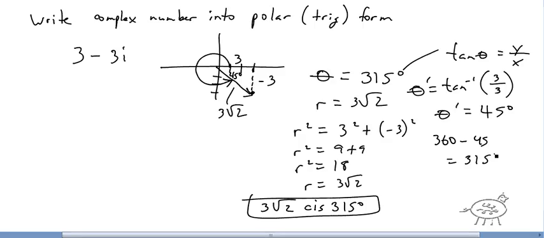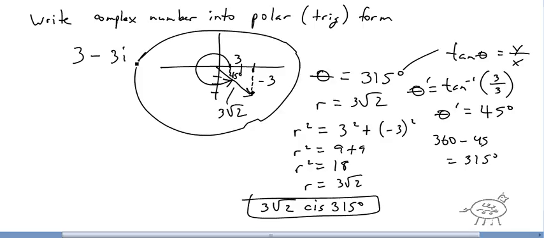Okay, so I showed you how to do it graphically. Personally, again, I think graphically is the best way to go. But you're more than welcome to use more algebraic methods too.